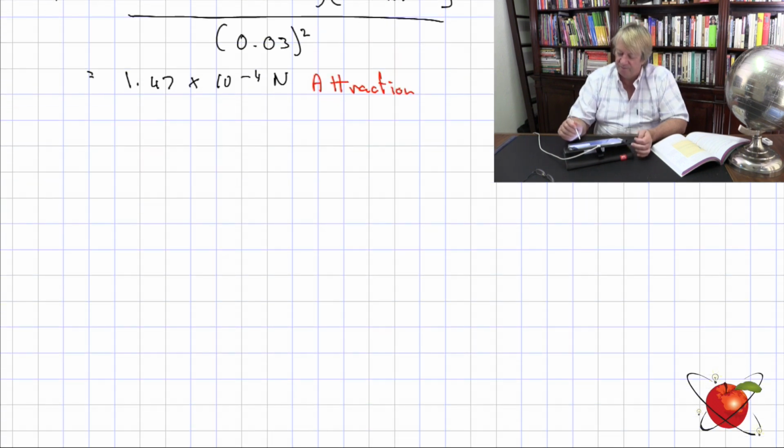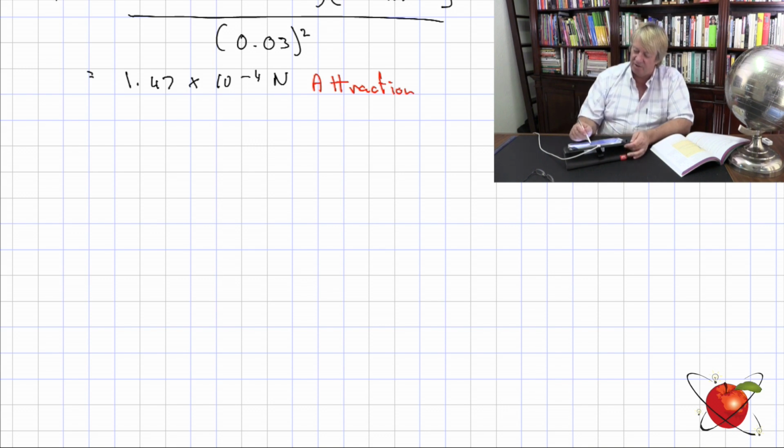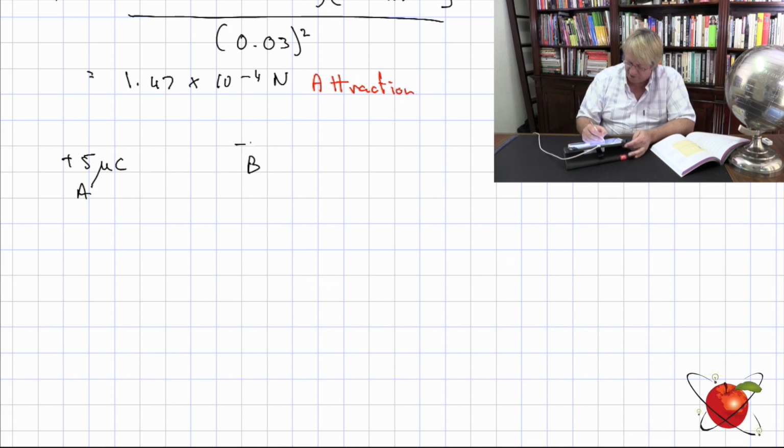let me say, all right, they could give us this situation. Okay, they could give us, let's say, plus 5, and let's change it to microcoulombs, and that is charge at point A, and at point B, we've got here minus 3 microcoulombs, and at point C, we've got here minus 7 microcoulombs. So now what is going to happen here?